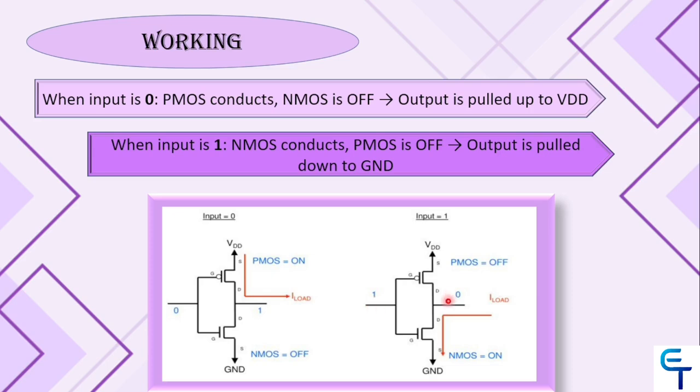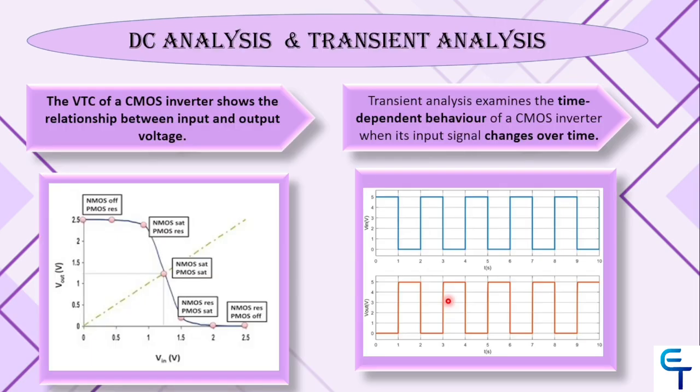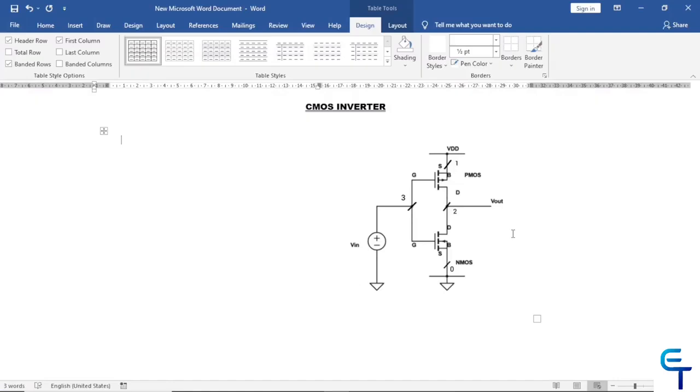So next we'll see the graphs that we'll simulate in ngSpice. First one we'll see is VTC, which is voltage transfer characteristics of CMOS inverter. That basically shows the relationship between input and output voltages. And second is the transient analysis that studies how the output voltage of CMOS inverter responds over time to the changing input. So these two graphs we'll be simulating in ngSpice. So let's start writing a code in ngSpice.